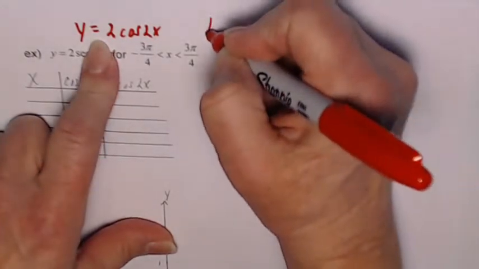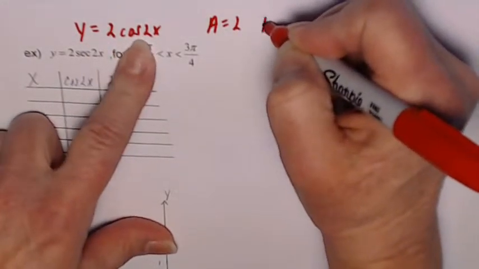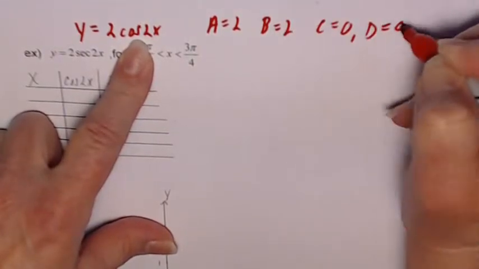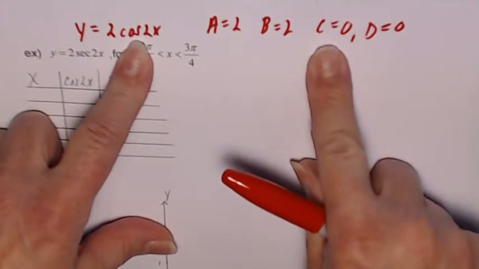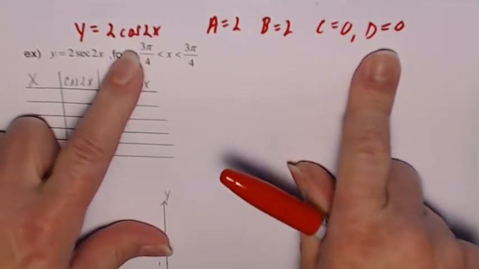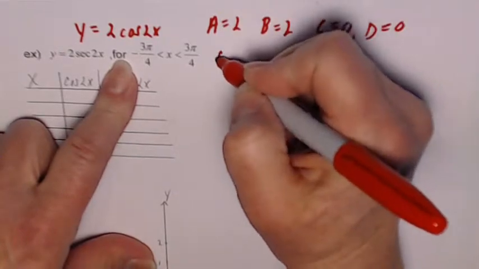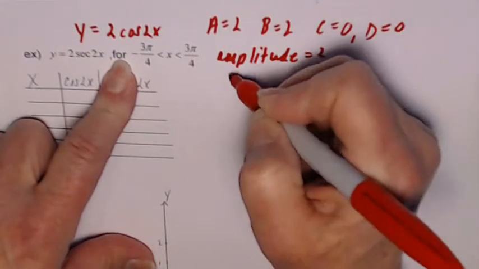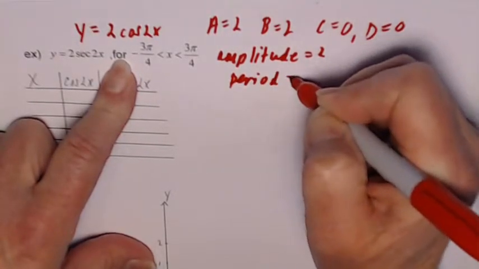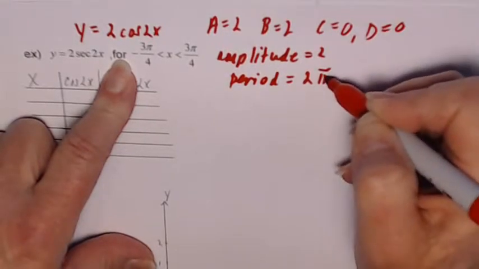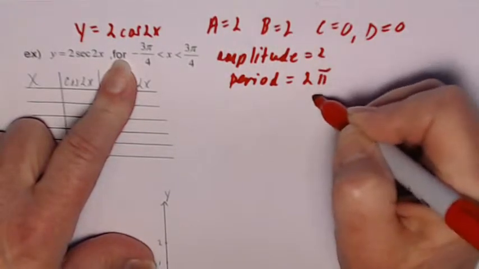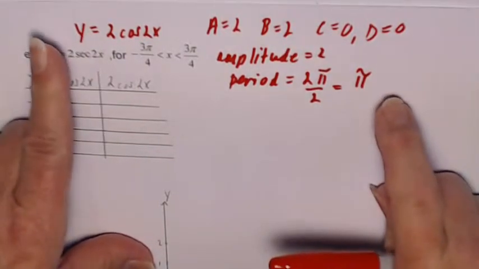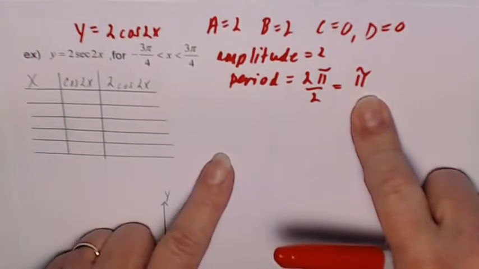We have a is equal to 2, b is equal to 2, c is equal to 0, and d is equal to 0. So no phase shift and no vertical shift. So A tells us that our amplitude is going to be 2, and now our period, which is for cosine 2 pi over b. Since our b is 2, we have 2 pi over 2. So our period for this function that we're looking to graph is going to be pi.